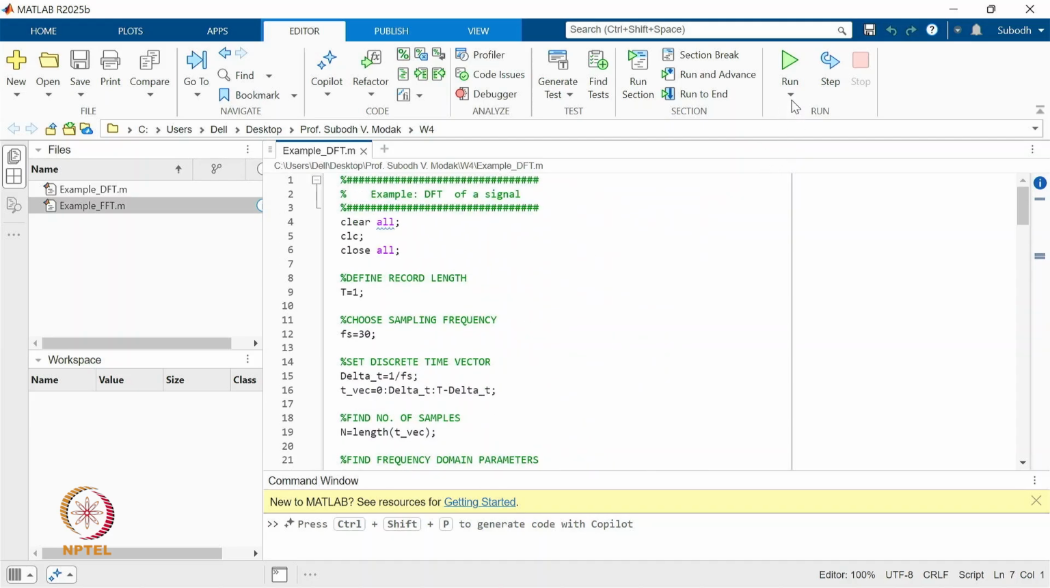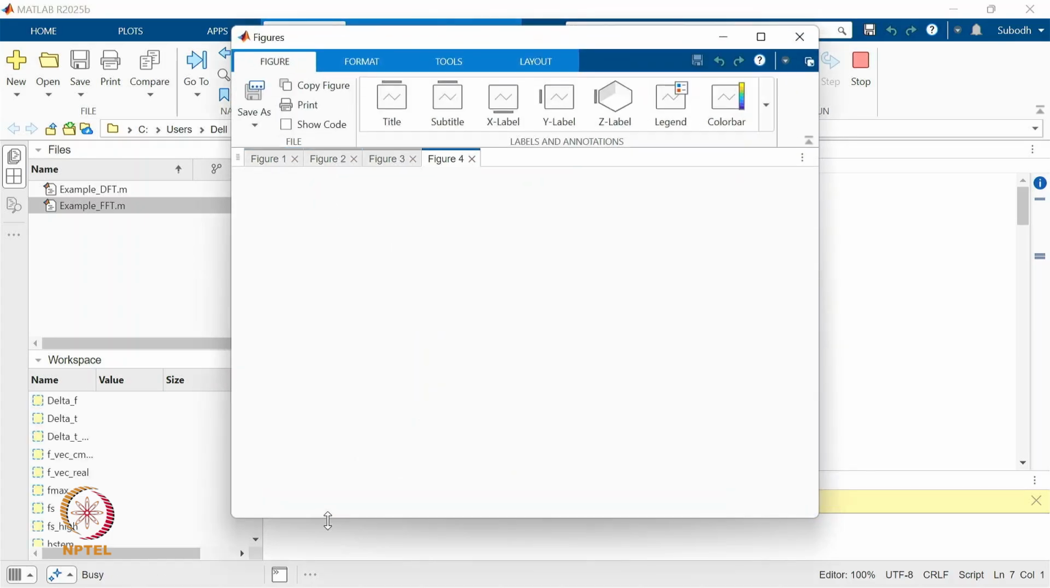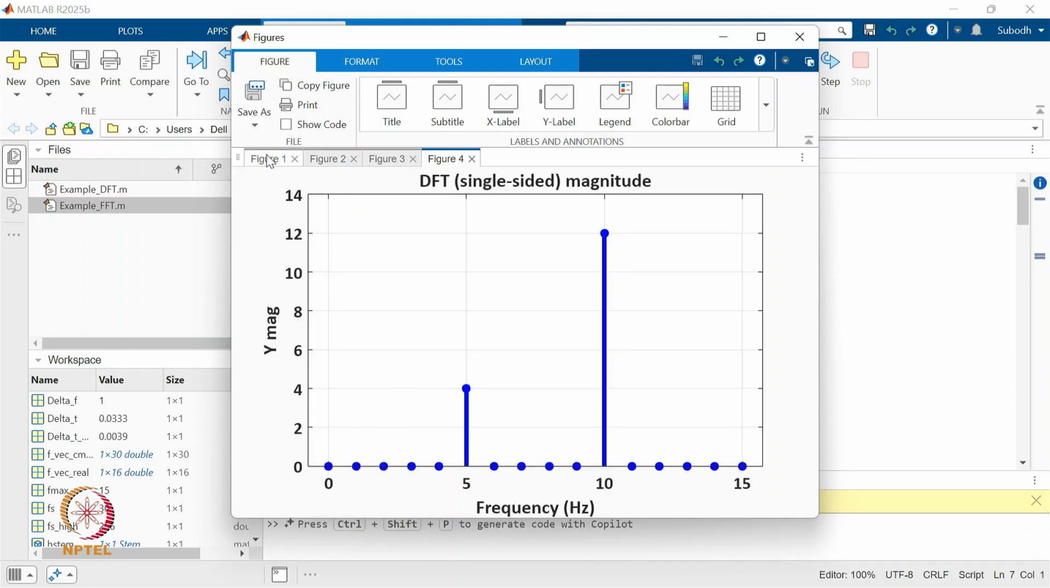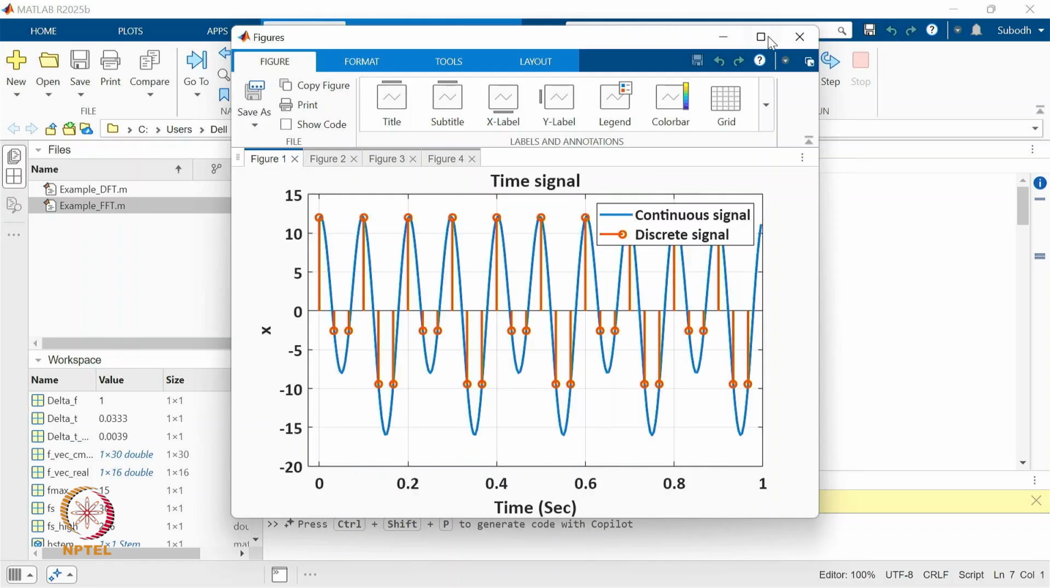So let me hit the button run. I am now pressing the button run. It is running, you can see it is busy, it is showing the message, and very shortly you can see it has done the computation. Now it is drawing the figure, and let us look at the first figure, right. This is the first figure.